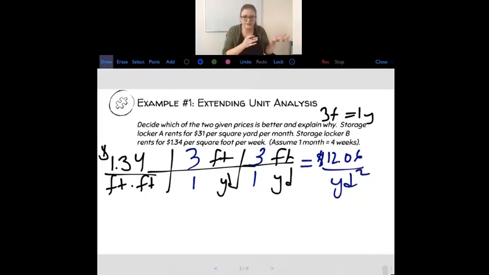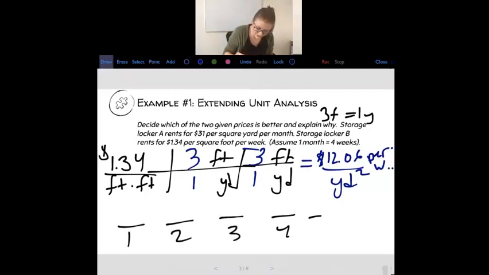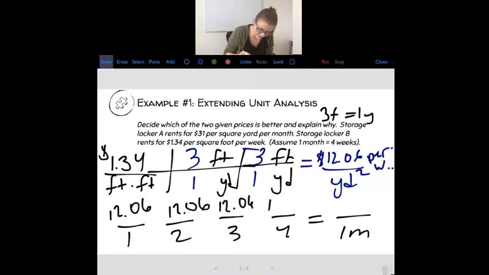So we've got $31 per square yard per month, and now we have $12.06 per square yard, but this is still per week because we haven't done anything with this week yet. So the way that I picture it is we have week 1, week 2, week 3, week 4, which is equal to 1 month. And you would take the cost and add it up 4 times, or multiply by 4. So we would take 12.06 times 4, which is $48.24. This is per square yard, I'm running out of room, per month.